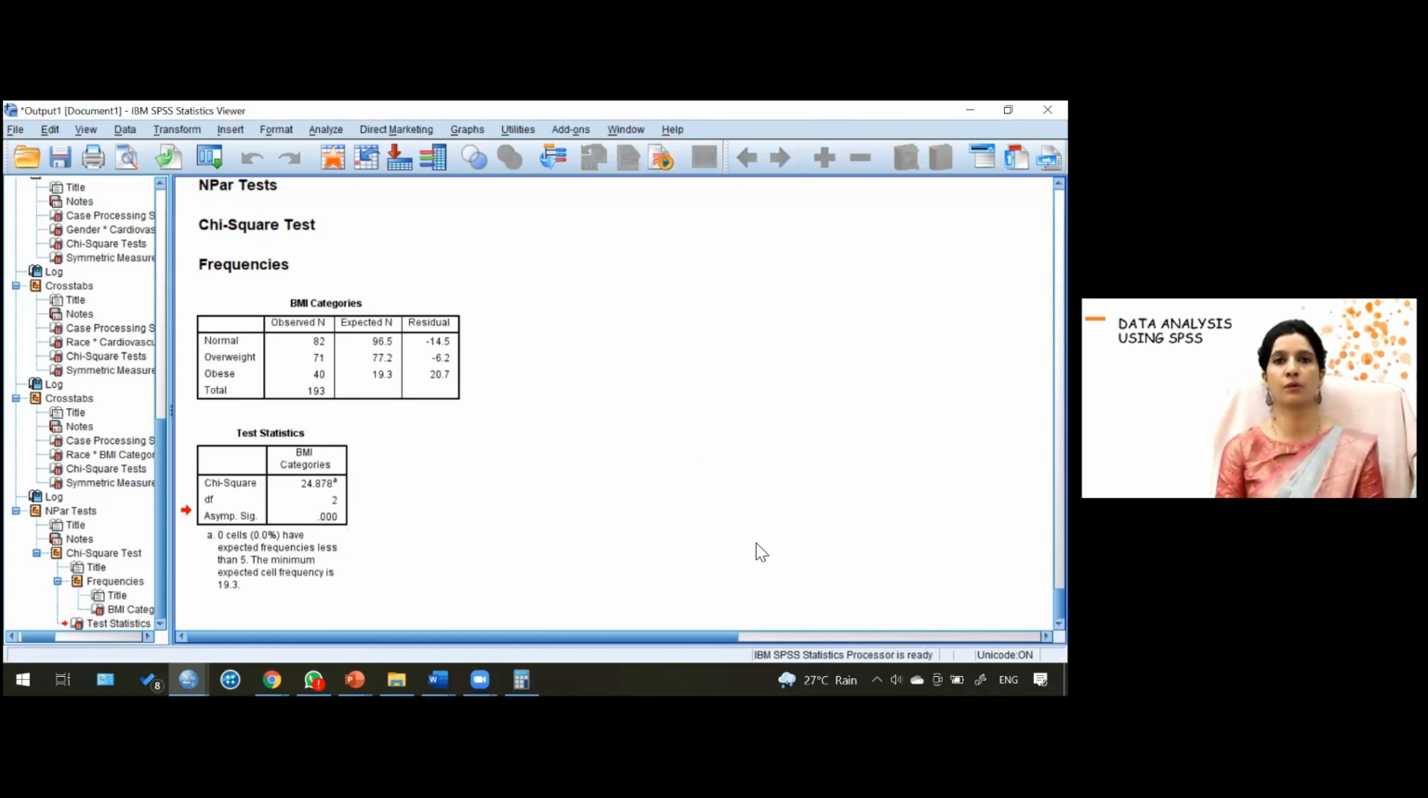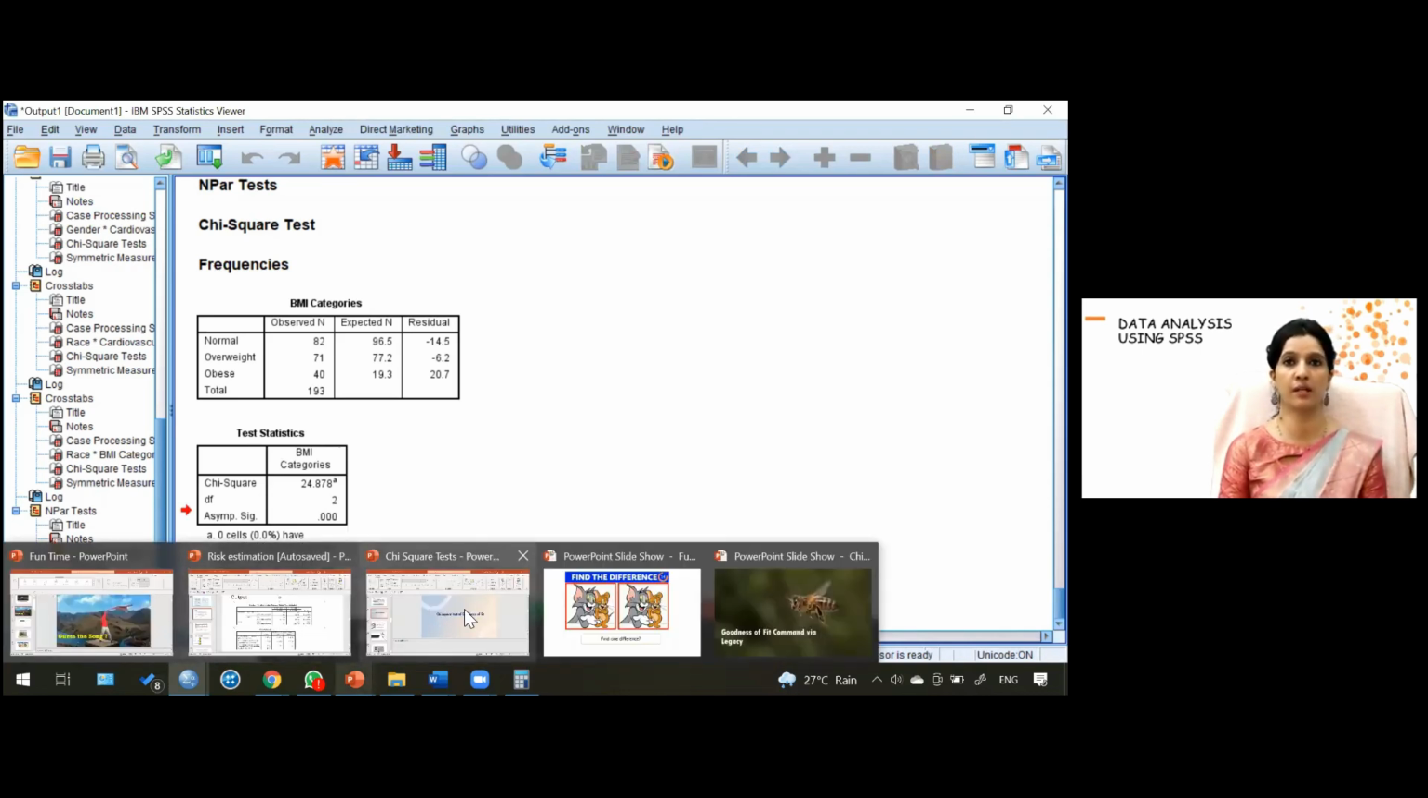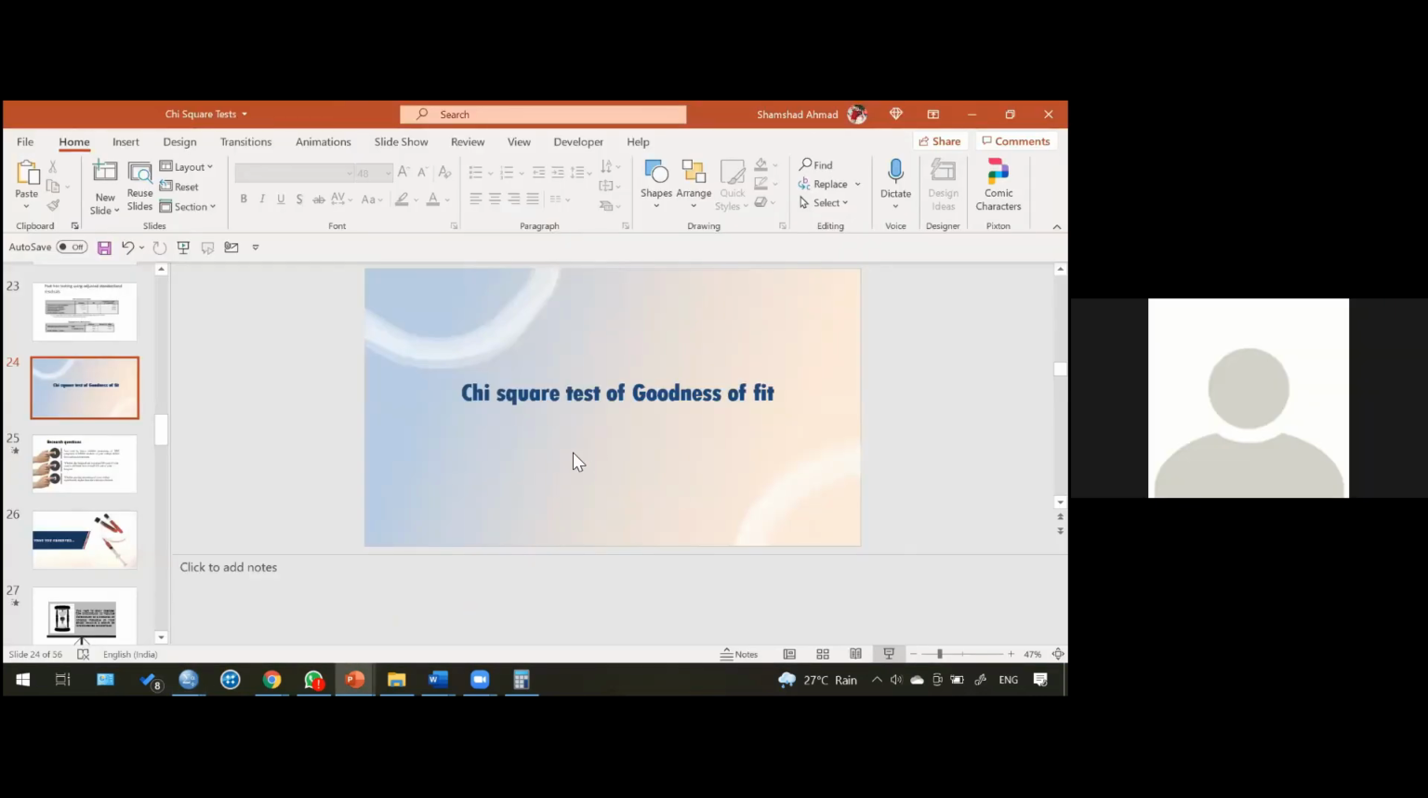So this was the goodness of fit. Now I think before we give the breakout room, I'll tell you again the chi-square test of homogeneity, and then you can practice both in the breakout room. Okay, so is it okay to all of you? Then we may proceed to the chi-square test of homogeneity. Yes, ma'am. Okay, thank you.